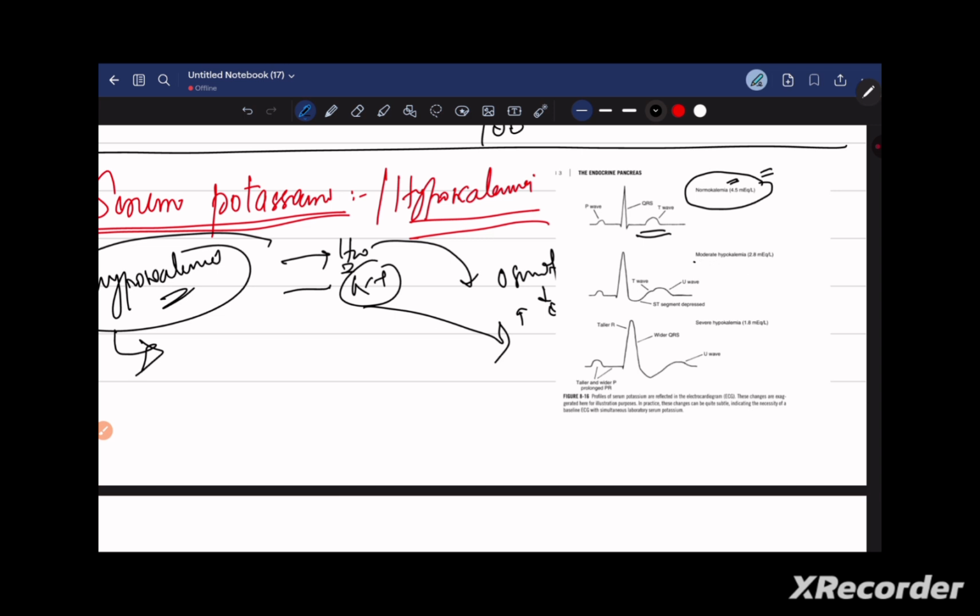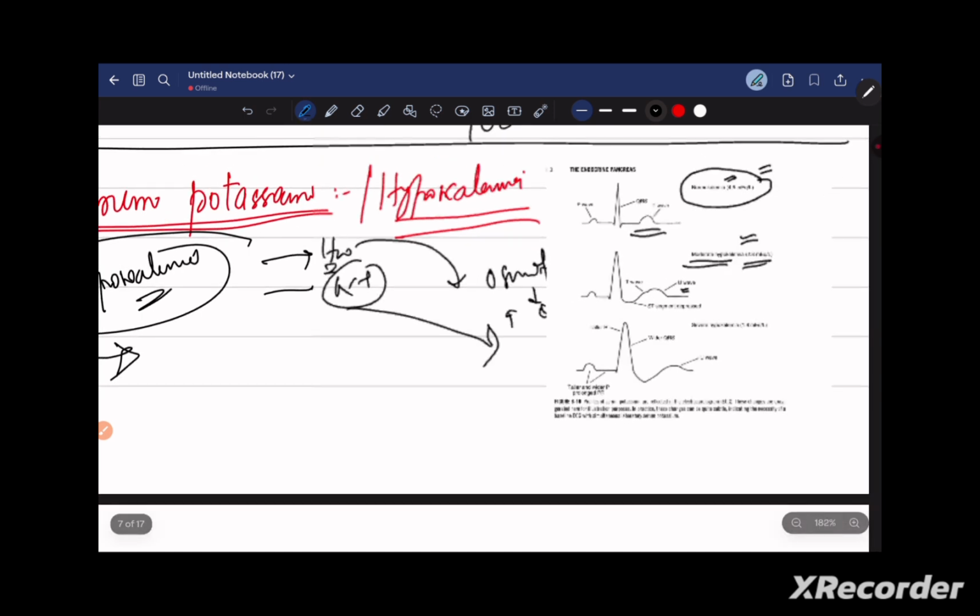So when there is moderate hypokalemia, it means the serum potassium level has decreased to 2.8 milliequivalents per liter. Here you will see that the ST segment is depressed, meaning the T wave is somewhat depressed, and there is the presence of the U wave. What is the U wave? When we deal with the ECG, I will help you understand that normally this is the P wave, this is the QRS complex, this is the T wave, and this is the U wave.